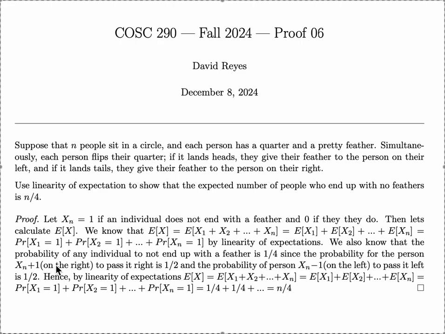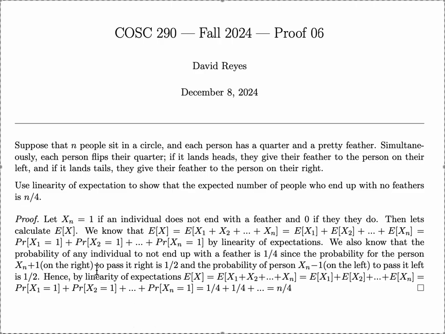We also know that the probability of an individual to not end with a feather is 1/4, since the probability for the person on the right to pass it right is 1/2, and the probability of the person on the left to pass it left is 1/2. So we know that it's either heads or tails. We want the person to the right to pass it right, so that it doesn't pass it to the individual we're calculating, and we want the person on the left to pass it left, so that they don't pass it to the individual we're calculating. If both of them don't pass it to the individual we're calculating, that's what we want. That would be X equals 1.